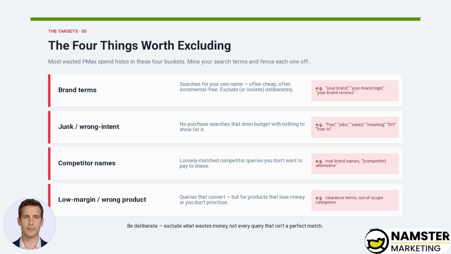Third, competitor names. Unless you have a specific conquesting strategy, you likely don't want to pay for loosely matched competitor queries. Finally, low margin or wrong products. These are queries that might convert, but they do so for products that lose money or fall outside your priority categories. Be deliberate in your approach. The goal is to exclude what wastes money, not every single query that isn't a perfect match. By fencing off these 4 buckets, you create a protected environment where your budget is reserved for the most valuable opportunities available in the marketplace.